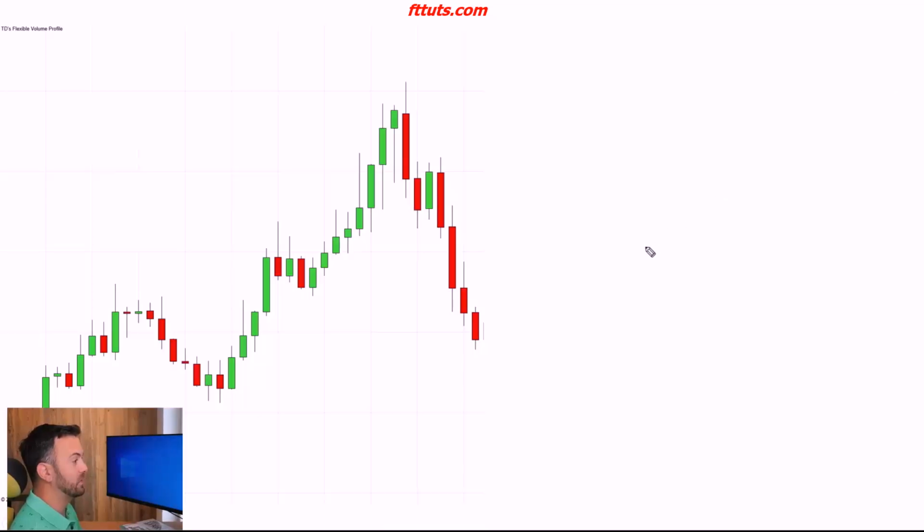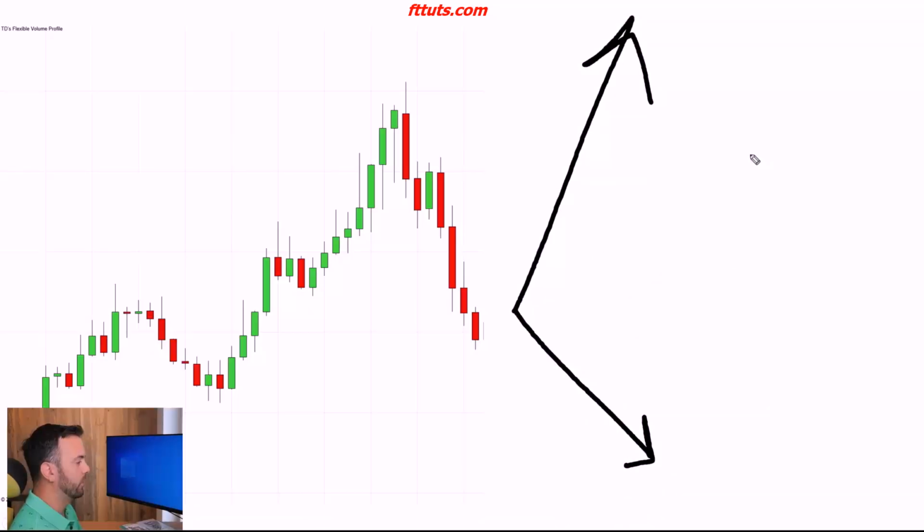Okay, second question. And it's the same question as before. Where is the price going to go? Up or down? Again, if we don't have the volume profile, it's quite hard to tell, right? Just looking at the price.